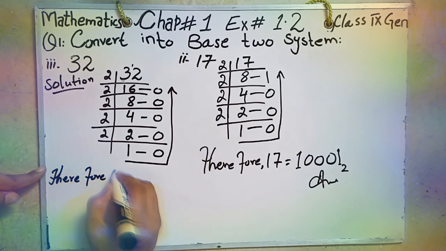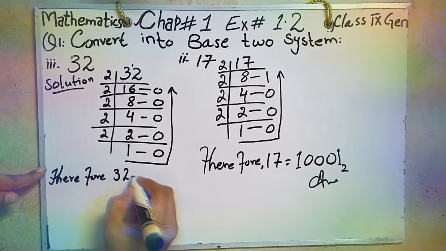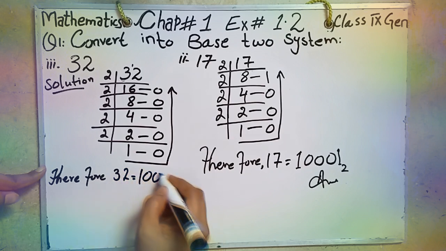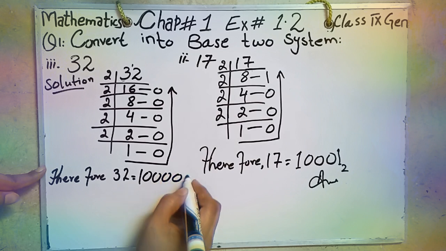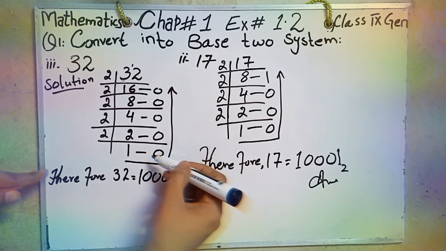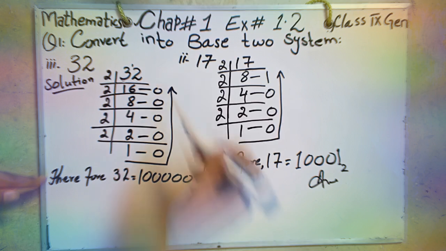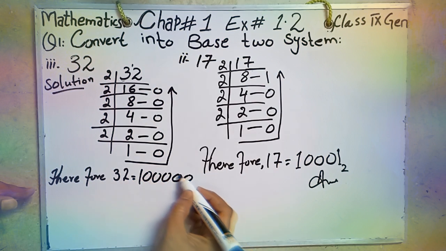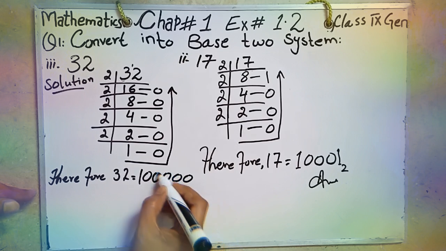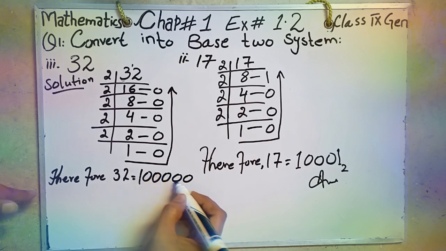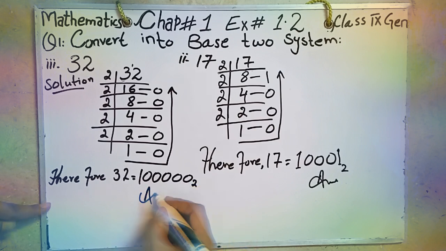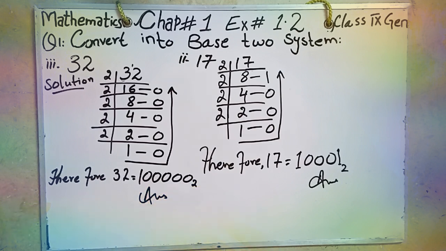Therefore 32 is equal to 1 0 0 0 0 0. Just count it: 1, 2, 3, 4, 5 times 0. Okay, so 1 0 0 0 0 0 base 2 would be the answer.